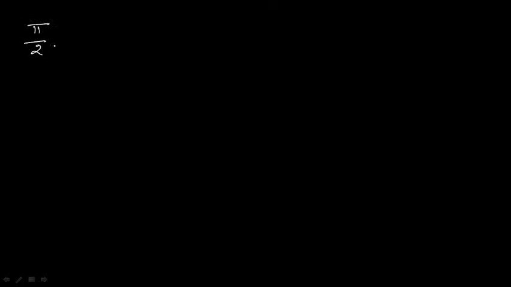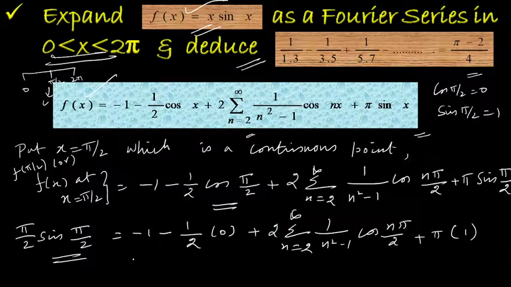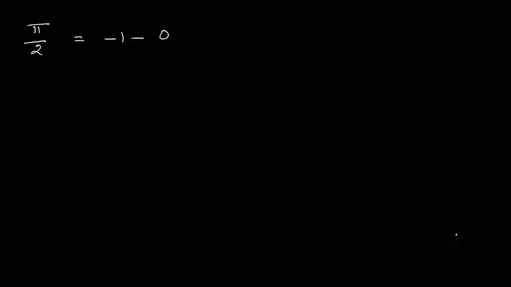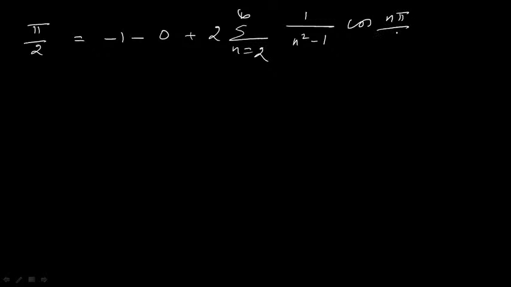Since sin pi by 2 is 1, we get pi by 2 equal to minus 1 minus 0. The first term is minus 1, and the second term is multiplied with 0, which means this term vanishes. Coming to the third term, plus twice sigma n varies from 2 to infinity 1 over n square minus 1 cos n pi by 2, plus pi times 1, which is pi itself. So I am going to write these two terms together here: plus twice sigma n varies from 2 to infinity 1 over n square minus 1 cos n pi by 2 plus pi.